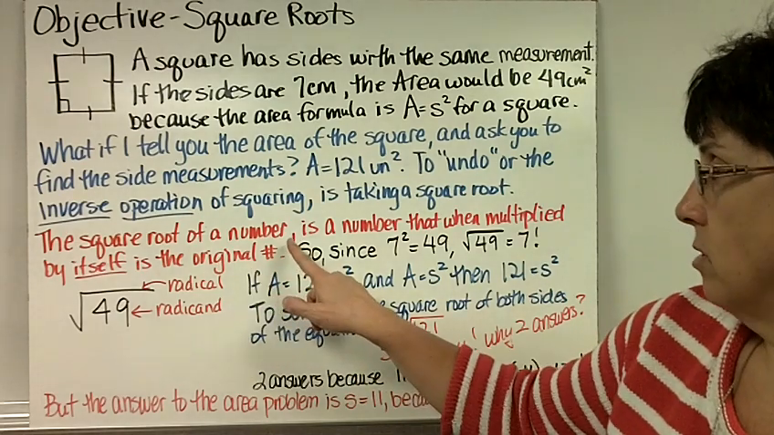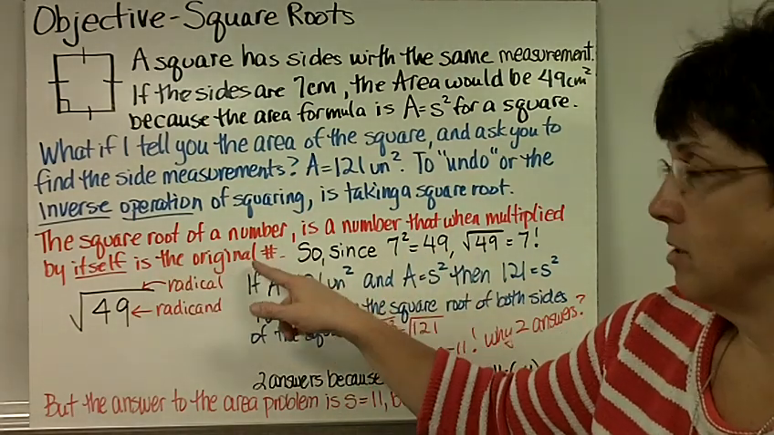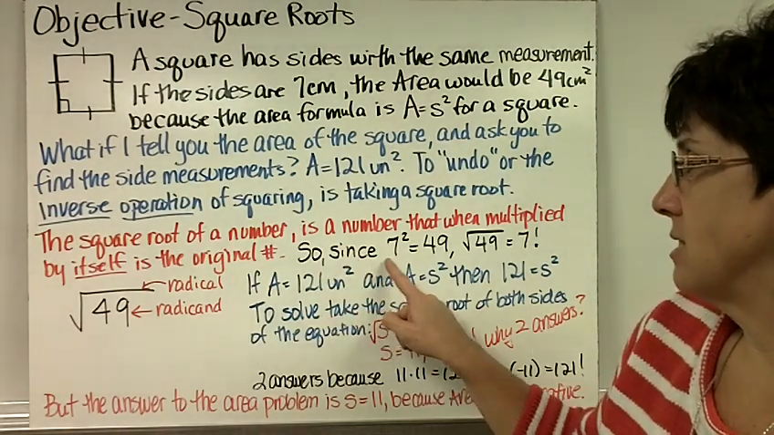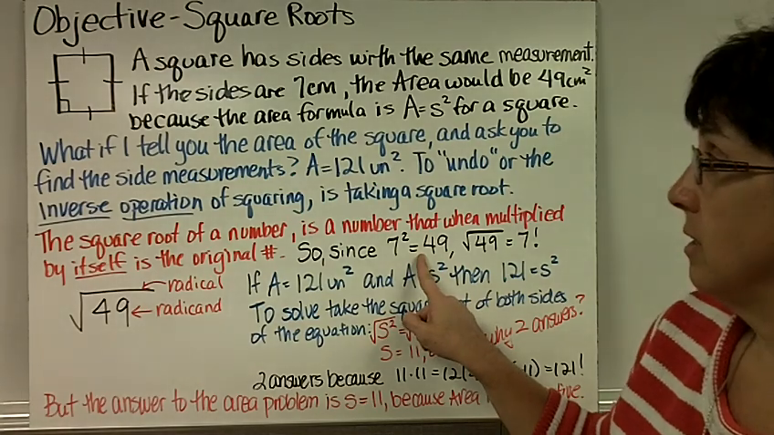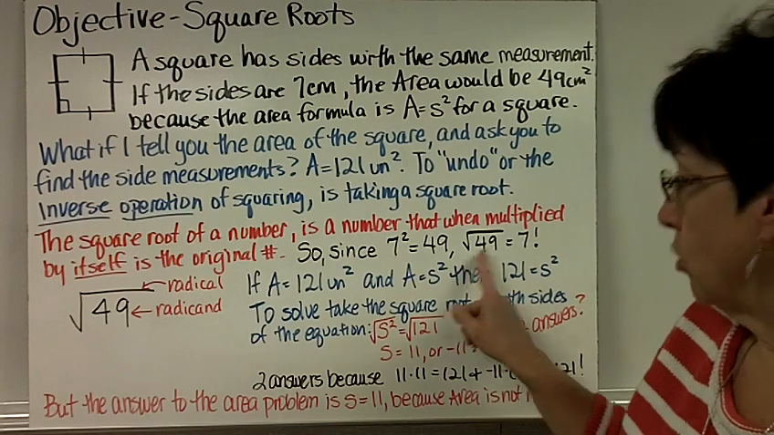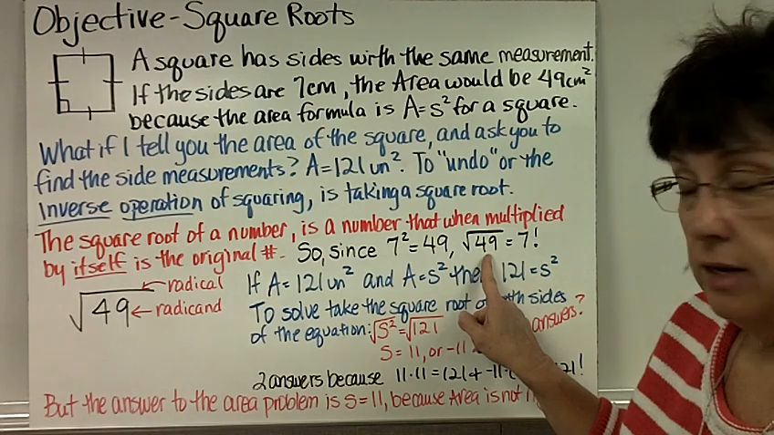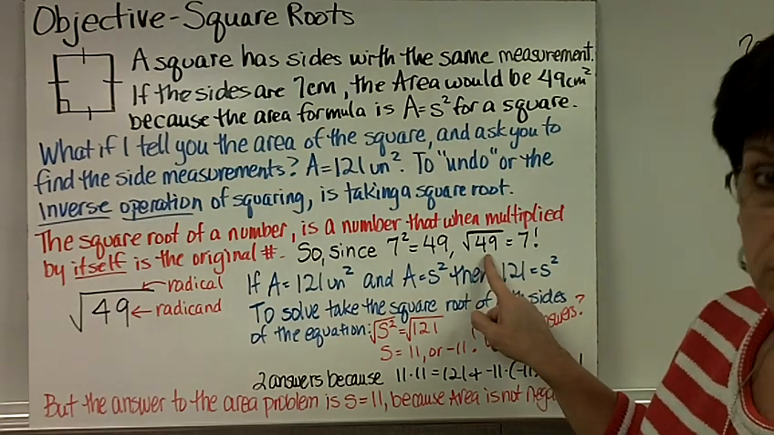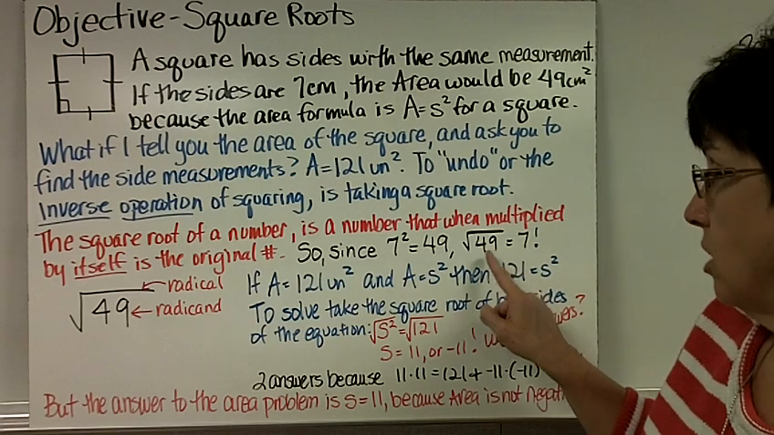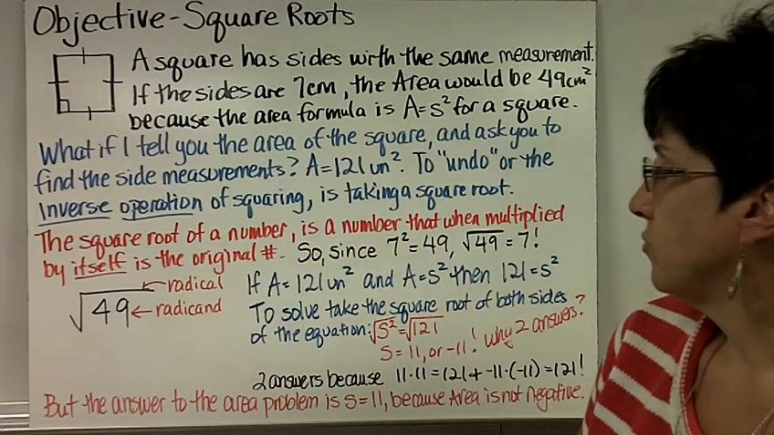The square root of a number is a number that when multiplied by itself is the original number. I know that sounds a little bit funny. So since 7 squared equals 49, like what we did up here, the square root of 49 would be 7 because 7 times itself is 49. So the square root of 49 is a number that when multiplied by itself, you get back to the original number. Does that explanation make a little bit more sense now?